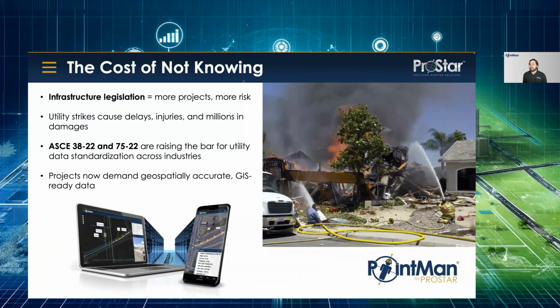The cost of not knowing when it comes to utilities: I think Kevin had just mentioned there was about $30 billion in utility line strikes in, I think he said, 2023 or so. As infrastructure begins to accelerate, especially with the infrastructure bill that happened in the last administration, utility line strikes aren't just costly, they're dangerous. Standards like ASCE 38-22 and 75-22 are raising the bar, requiring more accurate geospatially located utility data. Compliance is no longer really an option.